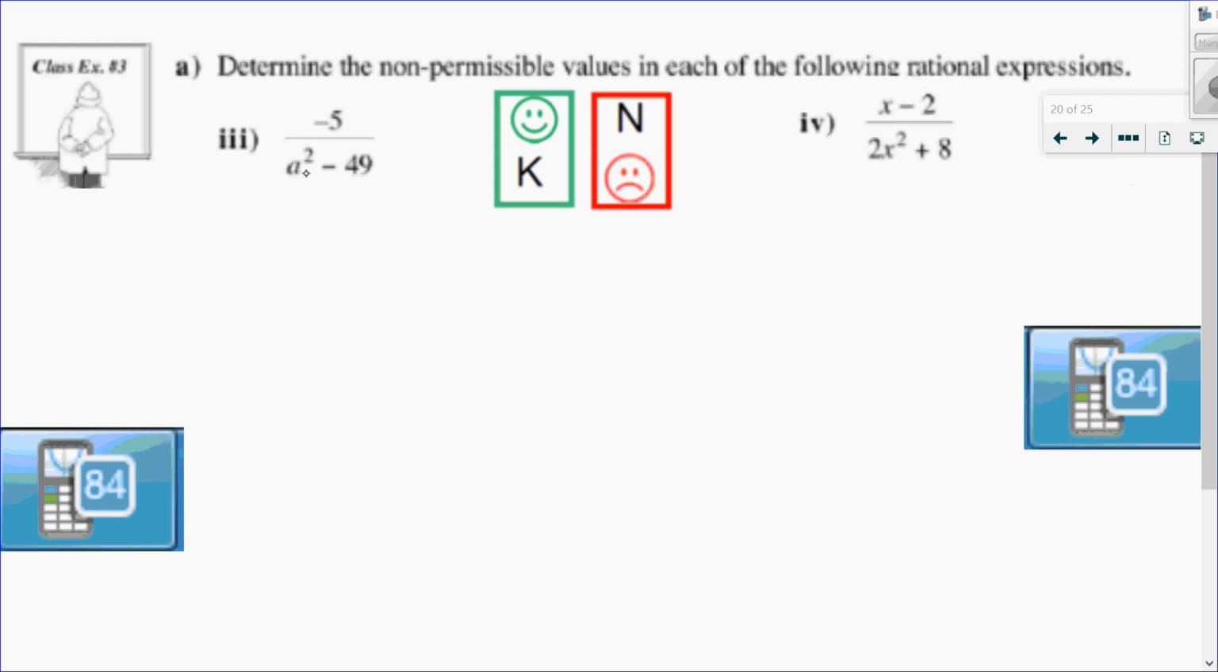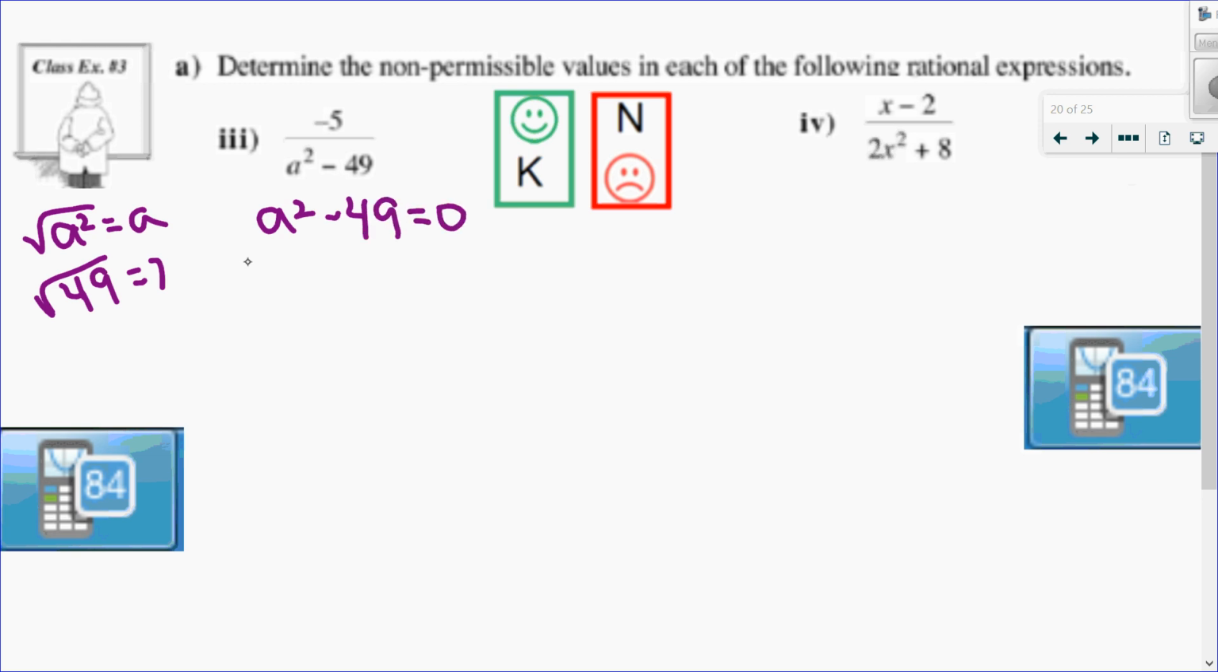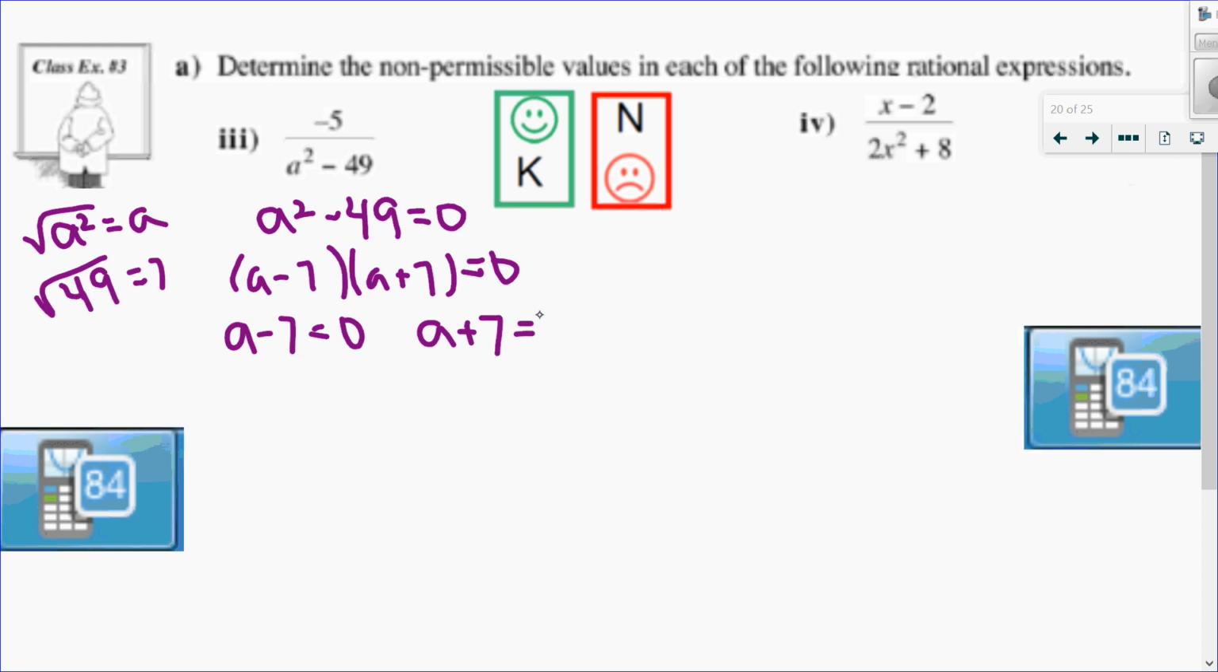So a squared minus 49. There's a 1 in front, so I know there's no GCF. So I can take the square root of my first term and the square root of my second term, and I see that since they are both perfect squares, this is a difference of squares. So a squared minus 49, I want to know what value of a makes that 0. So I factor, and then I set each factor to 0. So a minus 7 could be 0, or a plus 7 could be 0.